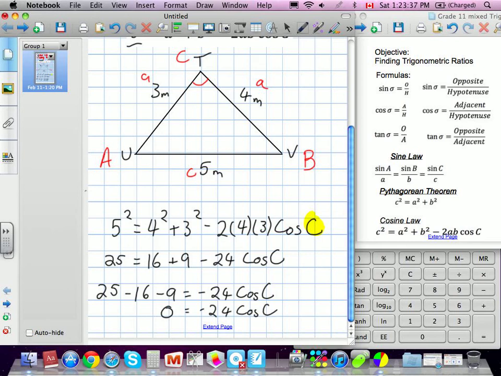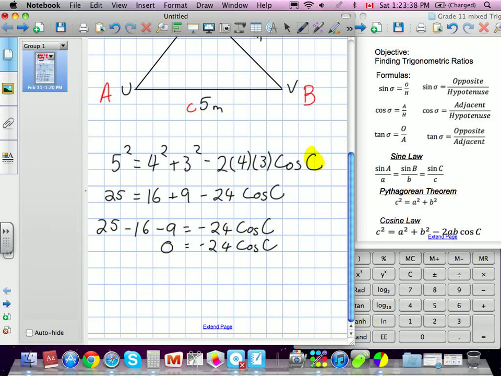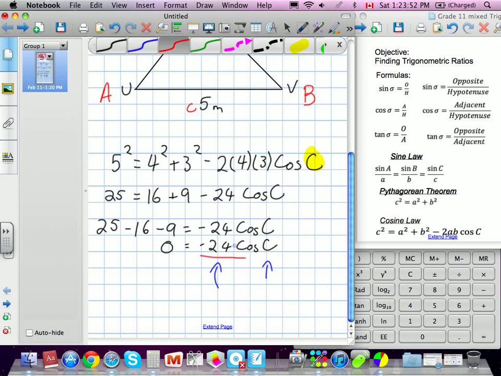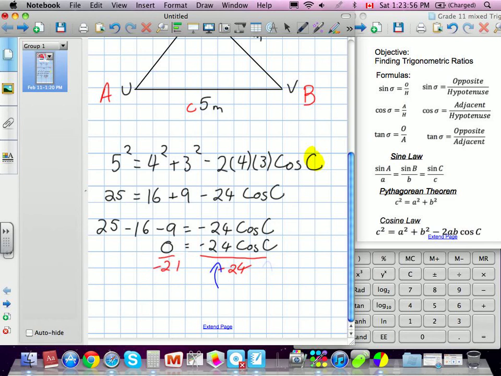Now, what is the operation between our negative 24 and our cos C? Yes, multiplication. Now remember, if my goal is to isolate C, how do I move negative 24 over? That's right, so we divide both sides by negative 24. This one should be pretty easy to solve. What is 0 divided by negative 24? That's right, it's still 0. So we get 0 equals cos C.